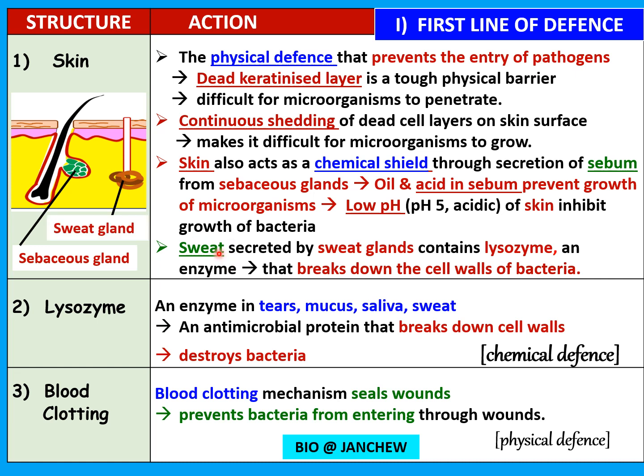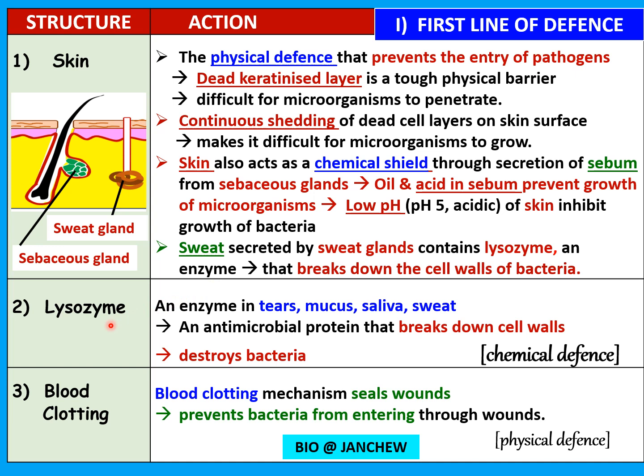Now, sweat. Sweat is secreted by the sweat glands, which look like a pile of coiled ropes here. And sweat contains lysozyme, an enzyme that breaks down the cell walls of bacteria and then destroys the bacteria. Okay, so you look at this word lysozyme, it consists of two parts. Lyso or lysis, meaning to break down. Zyme stands for enzyme. Okay, so it means the enzyme that causes breakdown of the cell walls of bacteria.